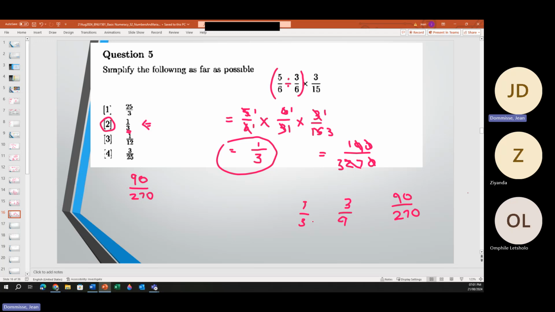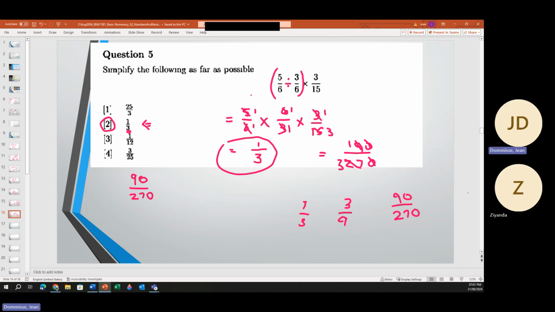And if you have done it with the Casio or the Sharp calculator, if you use the fraction method on the calculator, it will give you the simplified fraction answer.